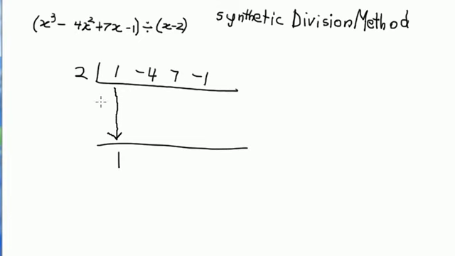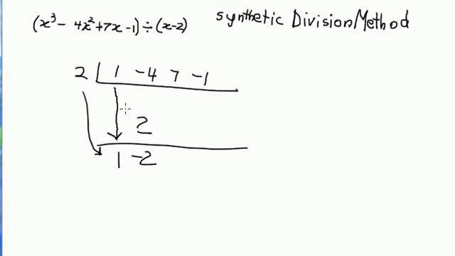And next we want to take the constant that I have outside the box, multiply it by that first term, and write the outcome underneath the next term. So 2 times 1, which is just 2. And then just add the 2 terms. So -4 plus 2, which is just -2.